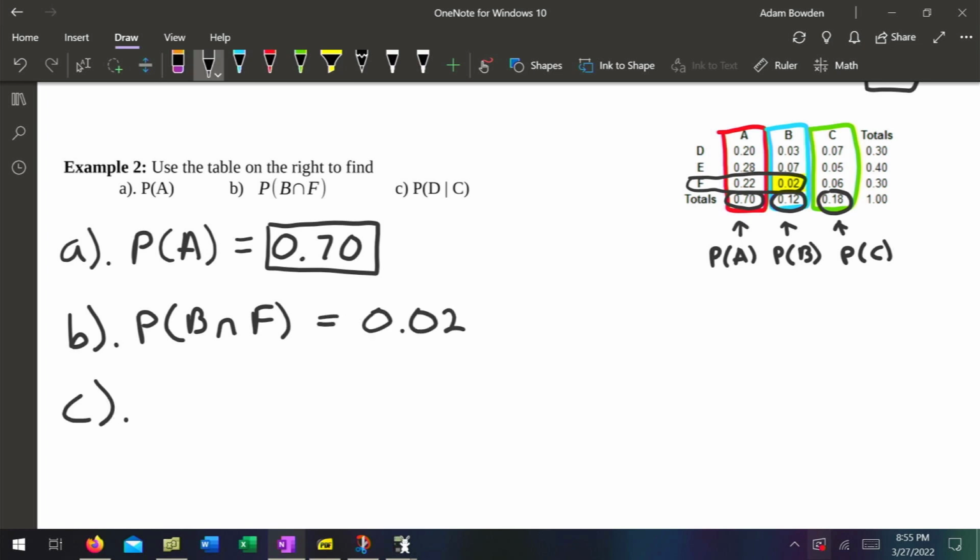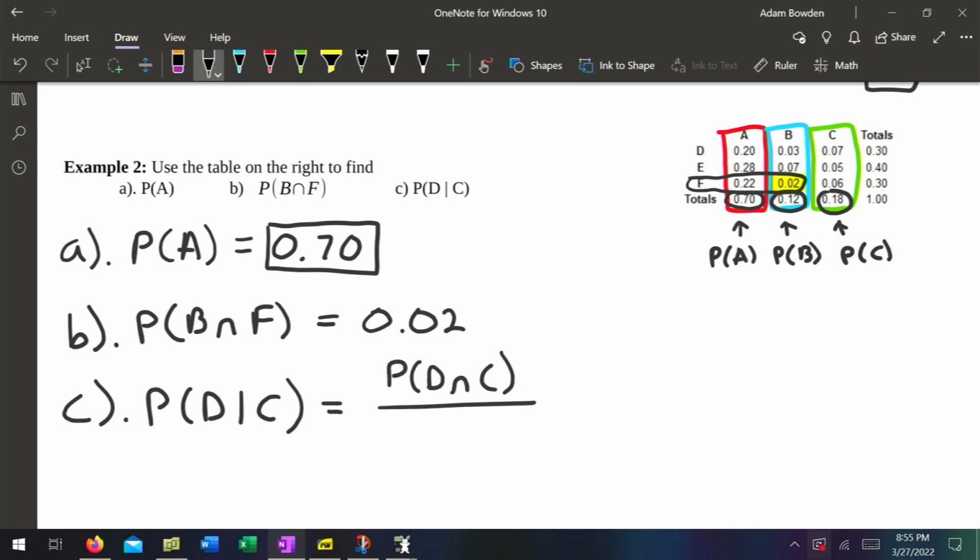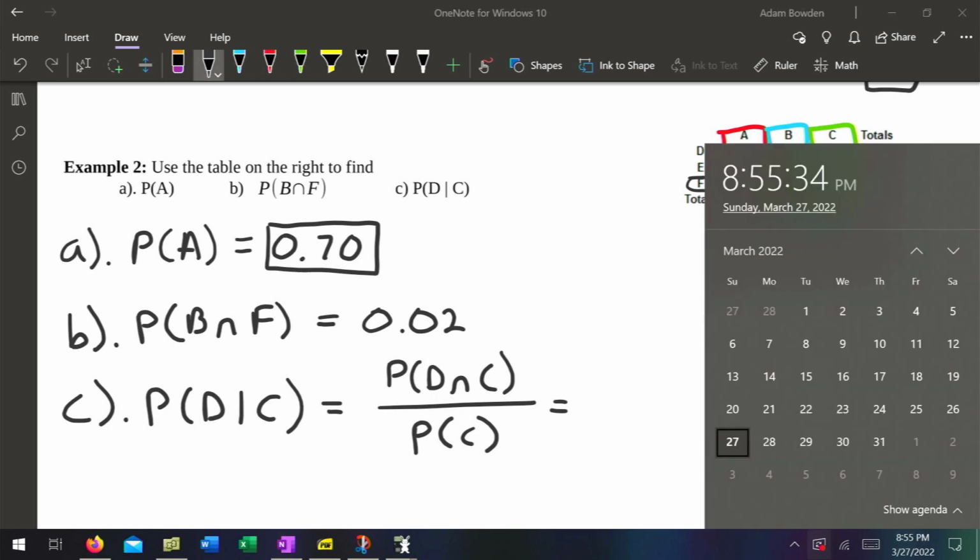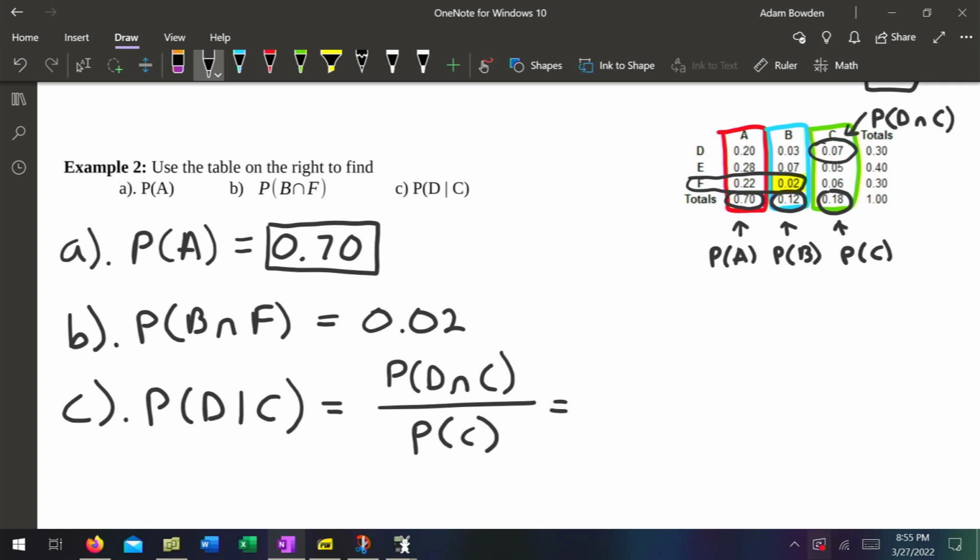If we want to do the probability of D given C, we have to look at the formula to do that. That would be the probability of D intersect C divided by the probability of C. We look at the table to get the probability of D intersect C. That would be up here where the two overlap with each other. So that would be the 0.07 for the probability. That goes here on top. The probability of C is 0.18. So 0.07 divided by 0.18, which when divided and rounded off is 0.39.